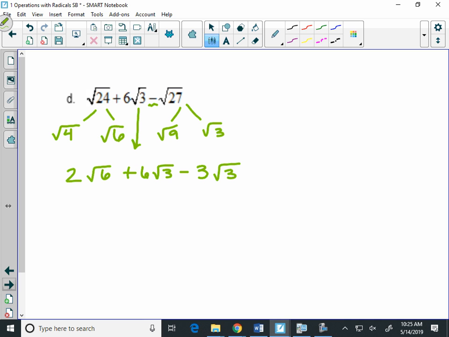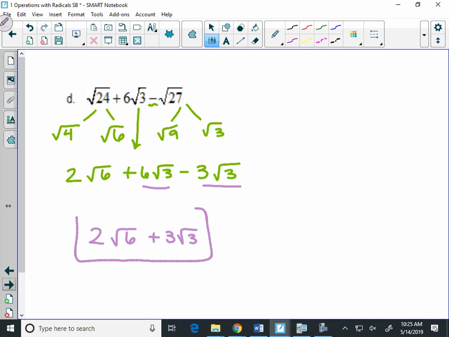Now, do we have like terms we can combine? Yeah. Combine our like terms. Can't do anything with 2 radical 6, so we leave it. What do we get when we do 6 radical 3 minus 3 radical 3? 3 radical 3. Nothing else to combine, so we are done.